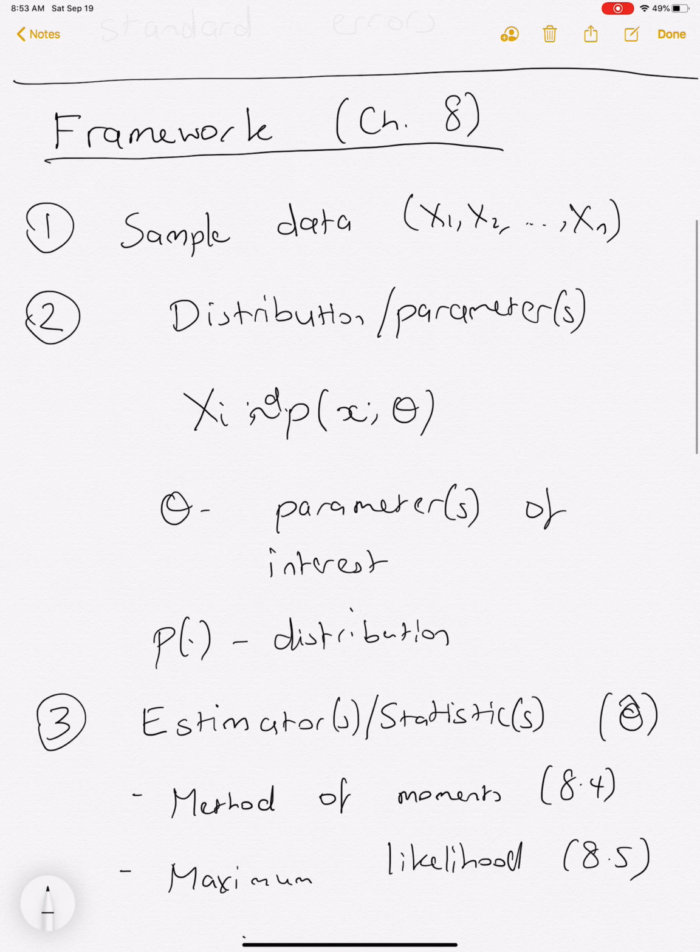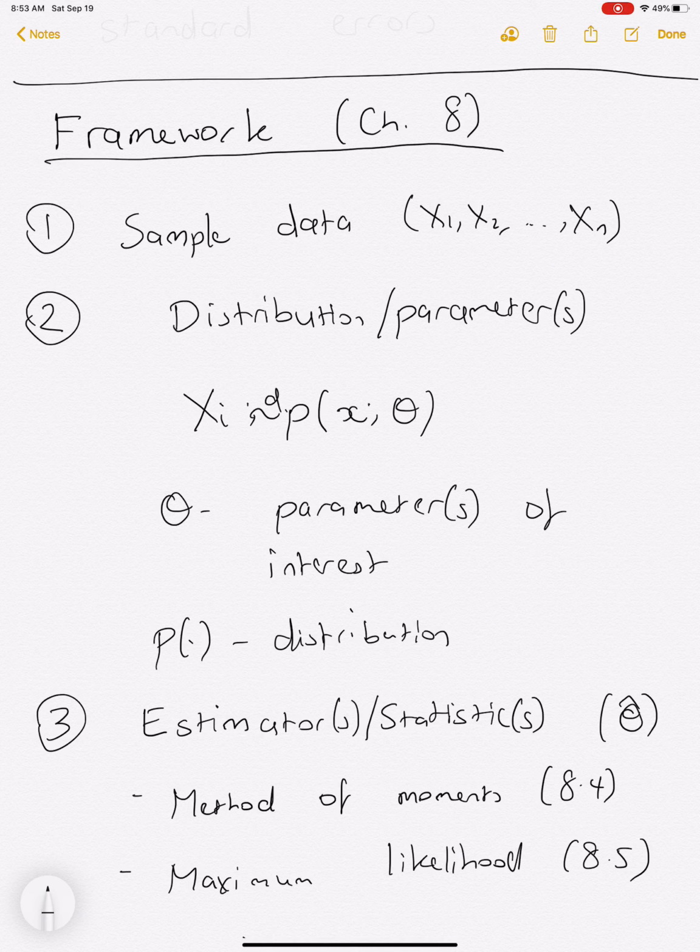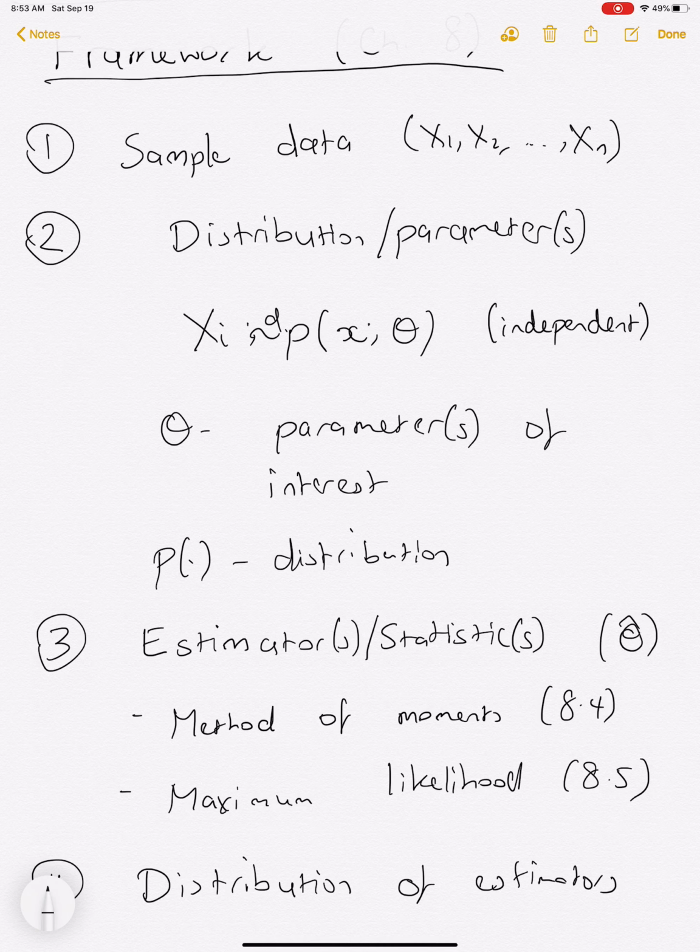So just to remind everyone of the framework, in particular the context of chapter 8. Our sample data here is x1 through to xn, as it typically is. And then for the second component, the distribution or the parameters, the xi's follow some distribution indexed by parameter or parameters theta. I should also say that we're typically going to focus on the case where the xi's are independent. Theta is our parameter of interest, and p is the underlying distribution. So it could be a normal, a uniform, an exponential, or some other distribution.